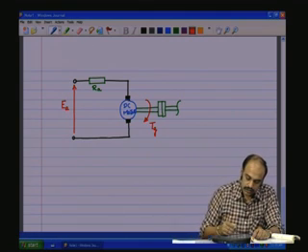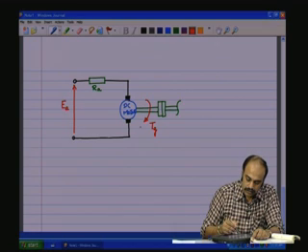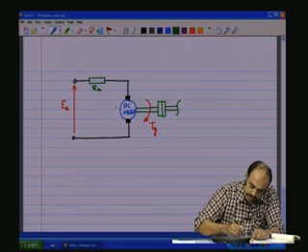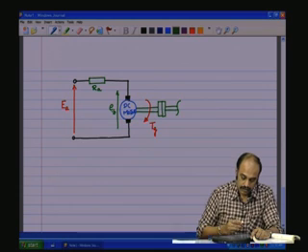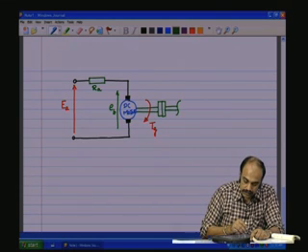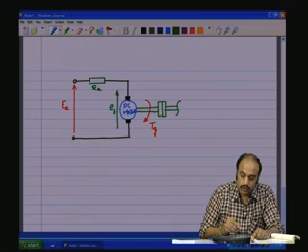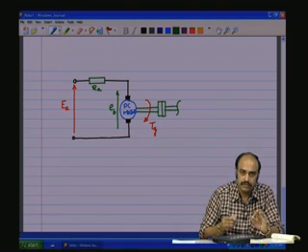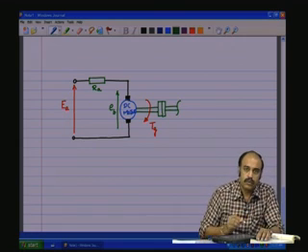Here also, if there is a load connected, that load gets reflected as a back EMF, E B. Meaning, E A has caused the rotation of the shaft, and because the shaft is rotating, any shaft in any DC machine, if it rotates, is going to generate a voltage across the brushes.